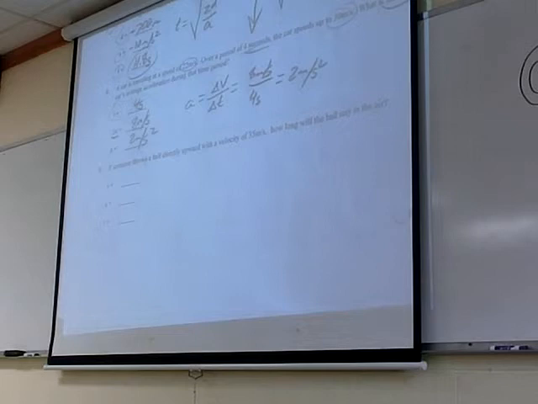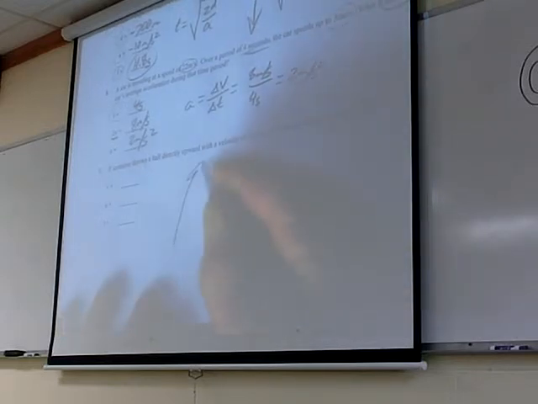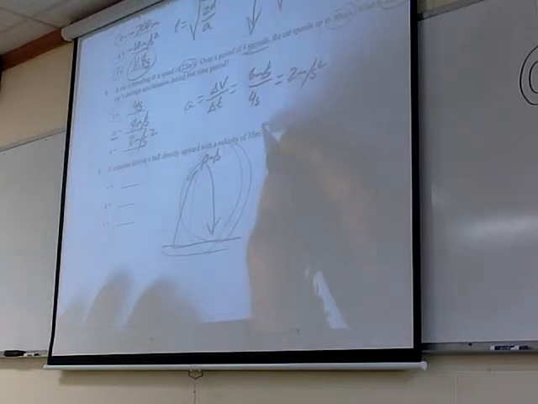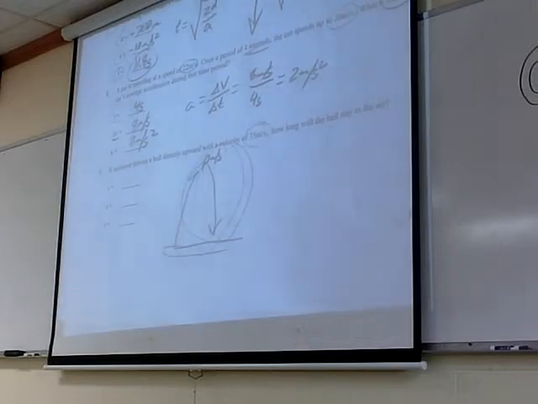Last one is another ball one. Something's going up, something's going down. On the ball ones, always focus on the down trip. The reason we can do that is because we know it's going 0 meters per second at the top, and it's going really fast at the bottom. It says it's thrown with a velocity of 35 meters per second. How long will the ball stay in the air?